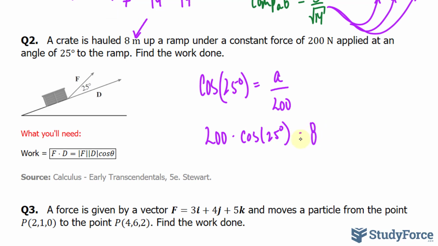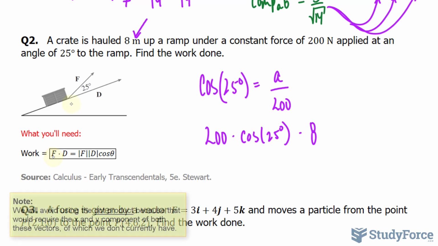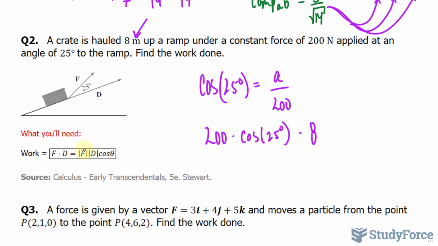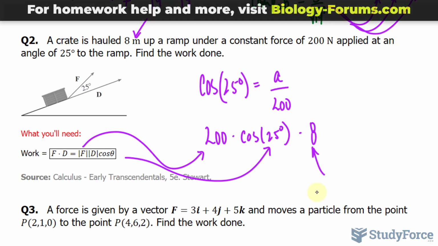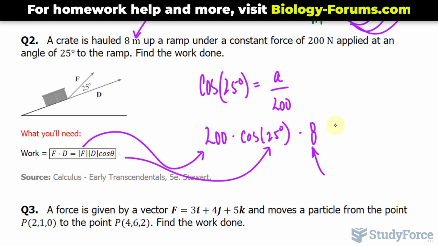Now if we put this all together, that's the same thing as taking the dot product of the force F times the vector for the displacement. And if we break this down even further, that's the magnitude of F times the magnitude of D times cosine theta. So the magnitude of F here represents 200, cosine theta is this part, and the magnitude of the displacement, in our case, is 8. As a result, this question is quite simple to do. You multiply all these out and you should end up with your work in newtons.